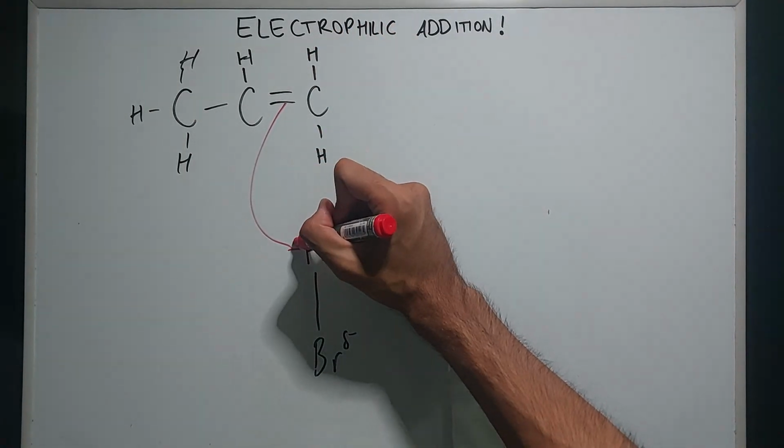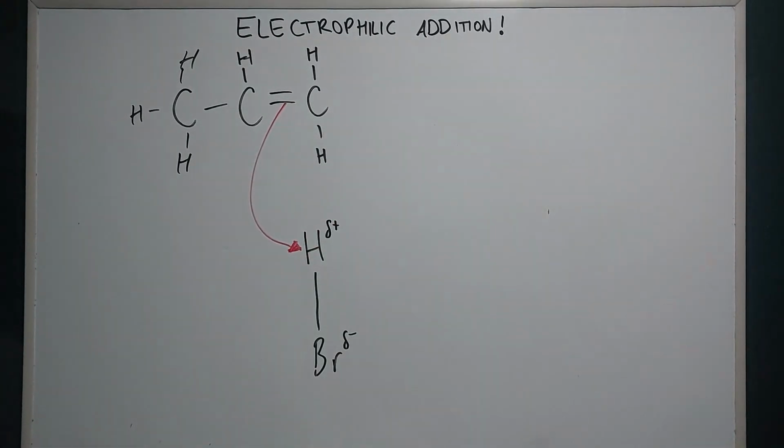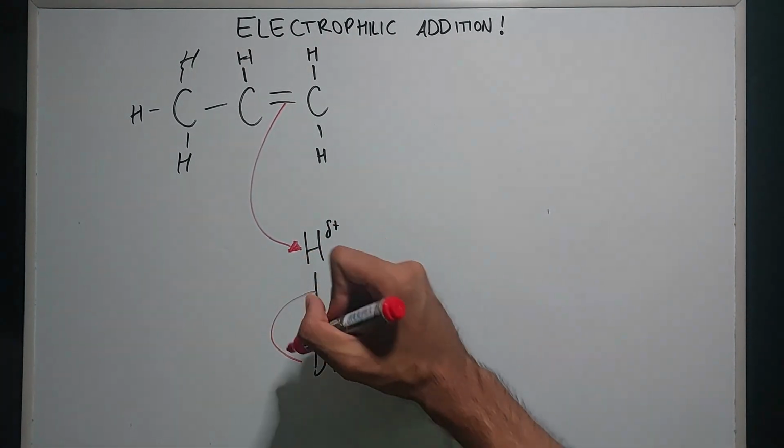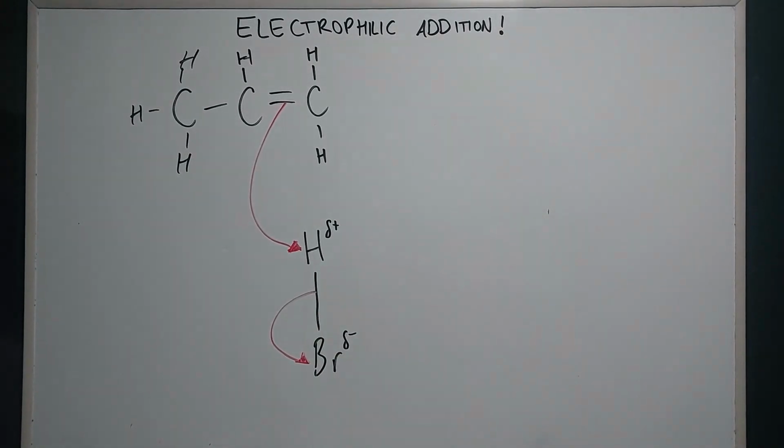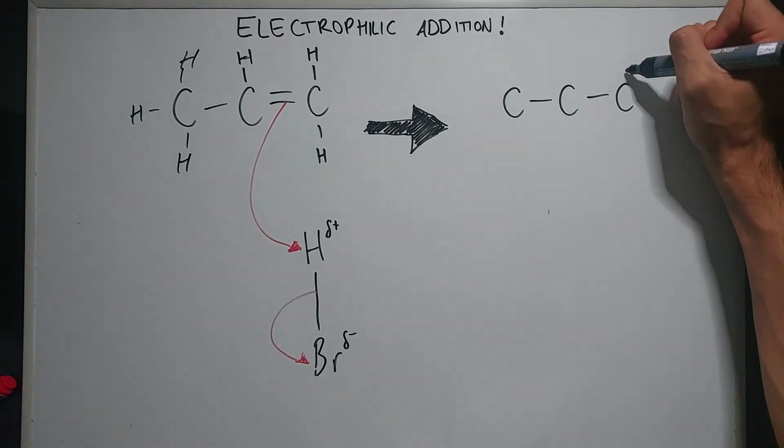The electrons from the pi bond attack our delta positive hydrogen. The bond between the hydrogen and the bromine breaks heterolytically, so both electrons from the covalent bond are transferred to the bromine. The hydrogen attaches to the carbon with the most hydrogens already attached to it, more on this later.